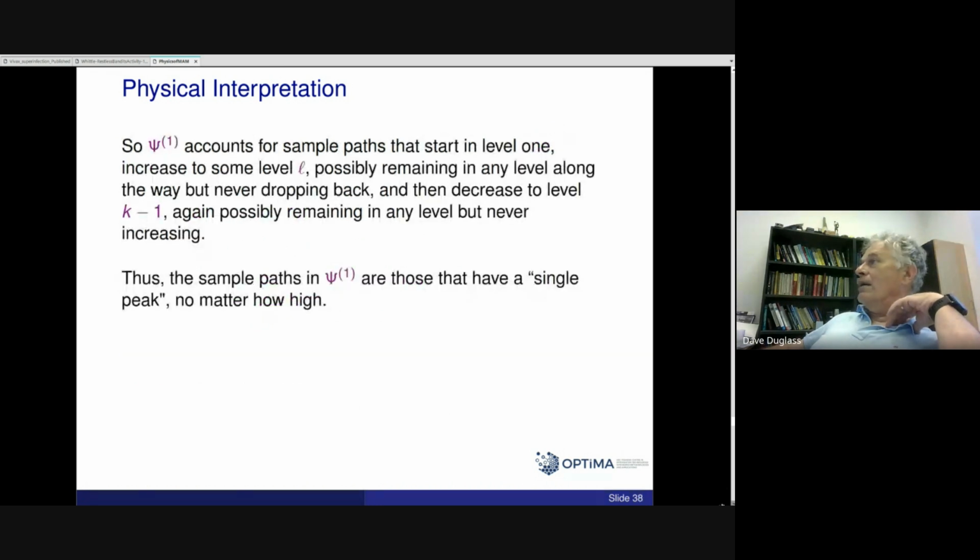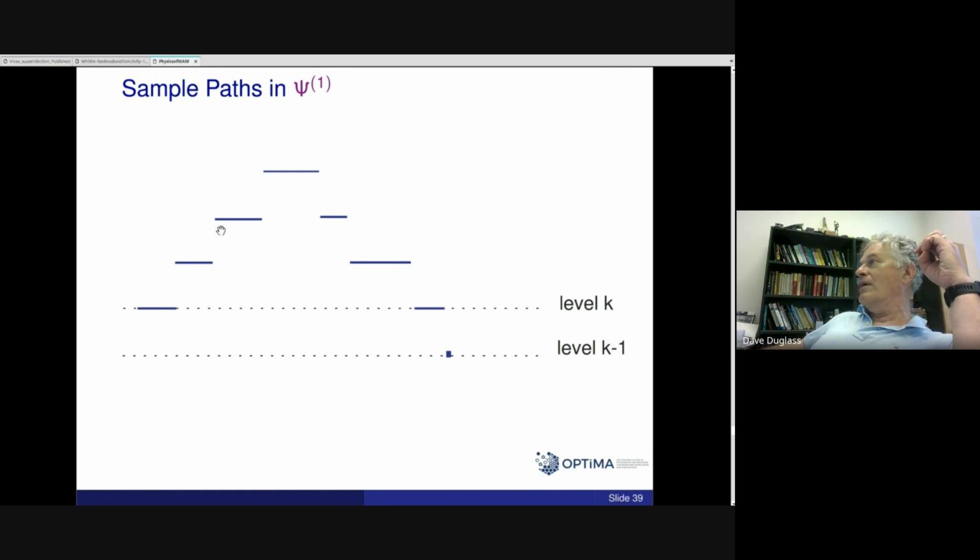So in fact, psi1 accounts for sample paths that start in level 1, increase to some level L, possibly remaining in any level on the way, but never dropping back. They should say start in level K, not level 1 here. And then decrease to level K minus 1, again possibly remaining in any level, but never increasing. So what they really are is what we call single peak sample paths, but there's no limit on how high the peak is. So sample paths in psi1 are all sample paths that look like this.